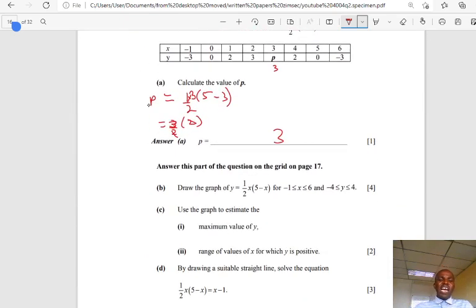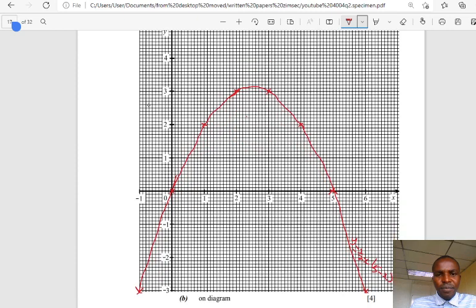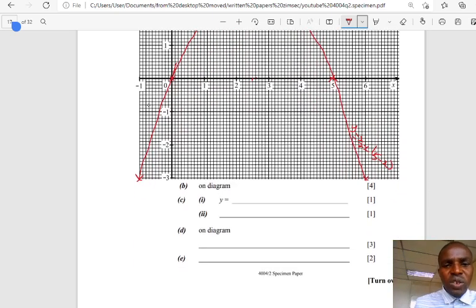Next question. Use the graph to estimate the maximum value of y. This graph is symmetrical, right? So the maximum occurs when x is in between, which is 2.5 here. So just find y when x equals 2.5. You write here, maximum value. So y equals half x 2.5 times 5 minus 2.5. Then you punch in your calculator.